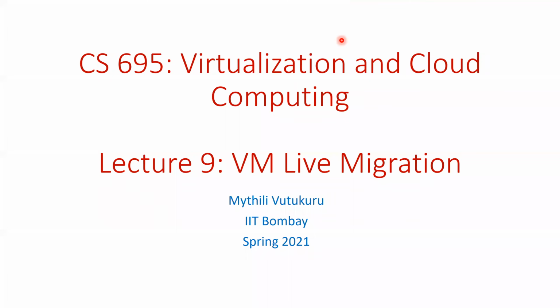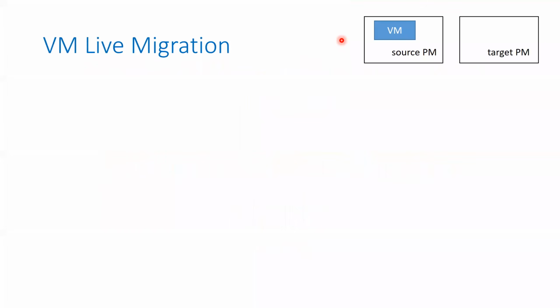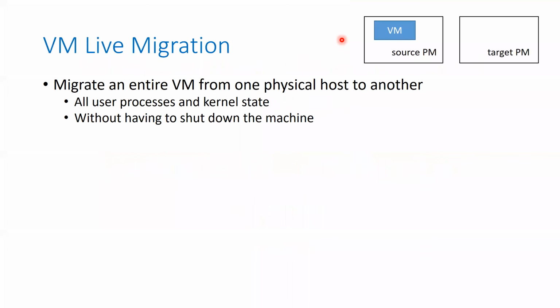In this lecture, we are going to study techniques for VM live migration. So what is live migration? It is the process of migrating a VM from one physical host to another while everything in the VM is running, that is, without having to shut down the machine.